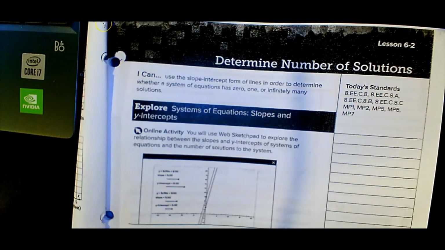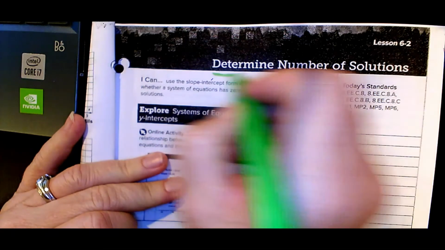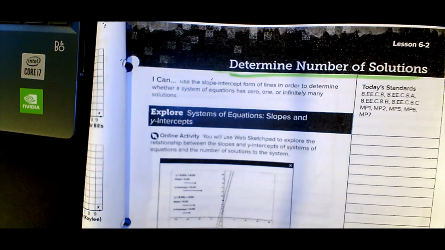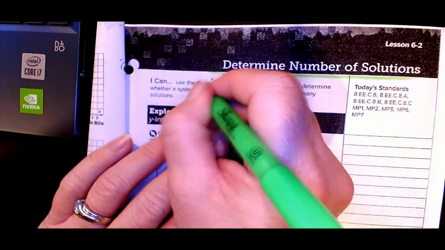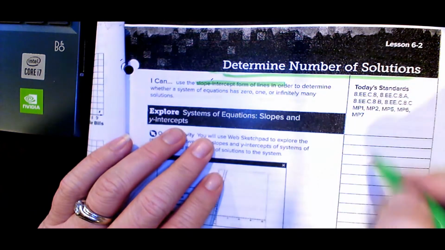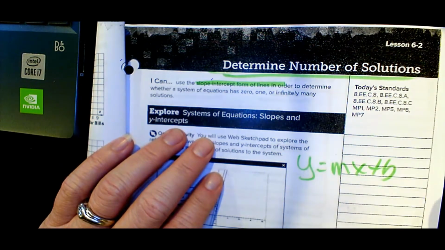Okay, greetings, folks. We're going to talk briefly today about determining the numbers of solutions. Determining the number of solutions is lesson 6.2. And essentially, we're going to look at the slope-intercept form of a line. That's y equals mx plus b. Remember, I write, you write, I write, you write.